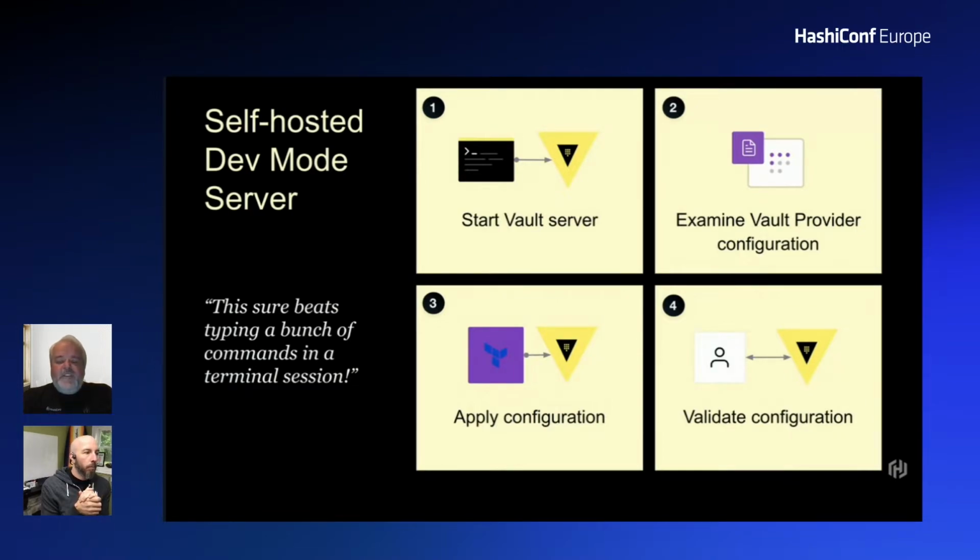I'm going to start a local dev mode Vault server, and I'm going to show the Terraform configuration that we'll be codifying the Vault server with. We're going to apply the configuration to the server. Then we're going to manually validate it by retrieving some secrets and authenticating with Vault.